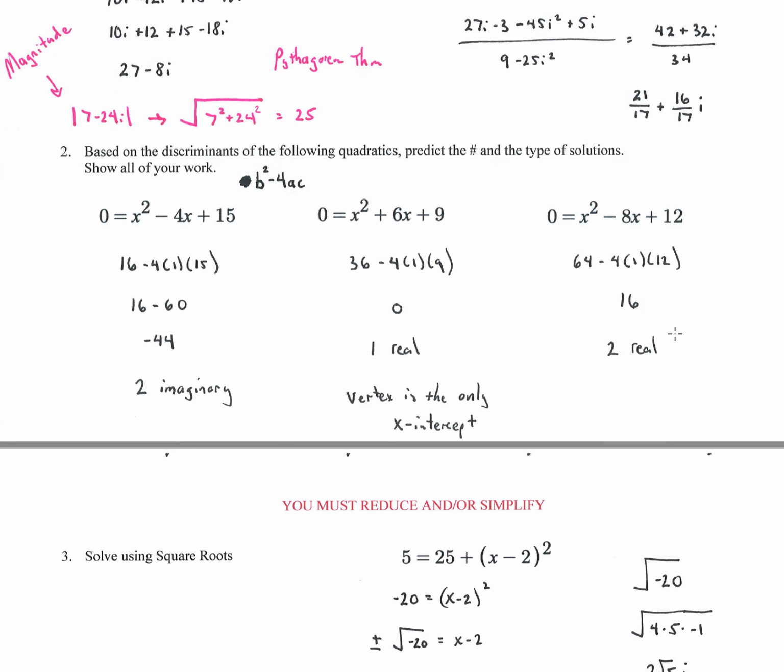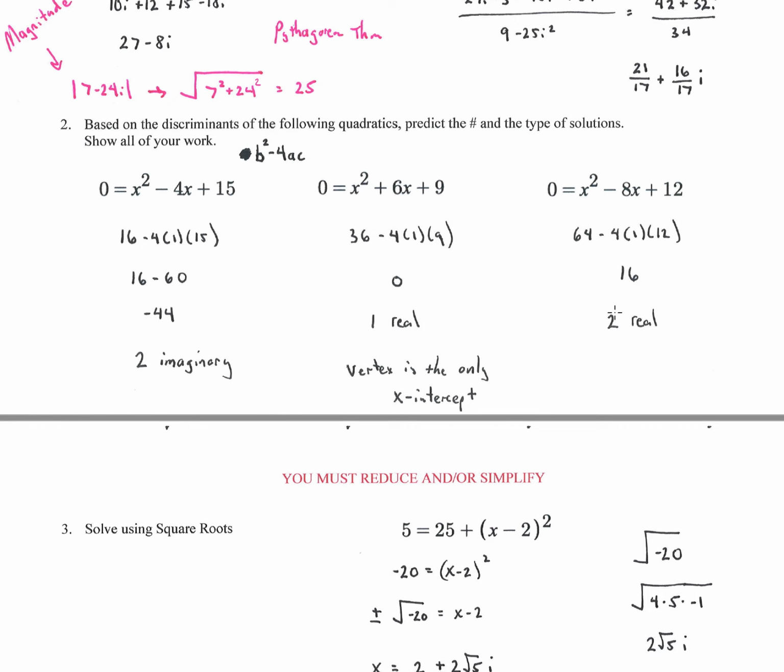So if the discriminant is positive, we get 2 real. If the discriminant is 0, we get 1 real. If the discriminant is negative, we get 2 imaginary. Those are the only 3 things that can happen: 2 imaginary, 1 real, or 2 real.